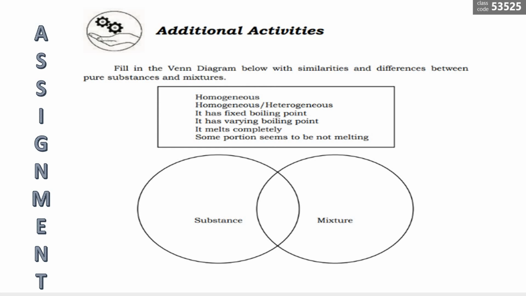So let's have this additional activity. You're going to fill in a Venn diagram with the similarities and differences given in the box about pure substances and mixtures. You're going to identify whether it is a pure substance or mixture difference. You are given the left part for pure substance and the right part for mixture. And if you think that there are similarities, you're going to write them at the middle. Okay? So can you follow?